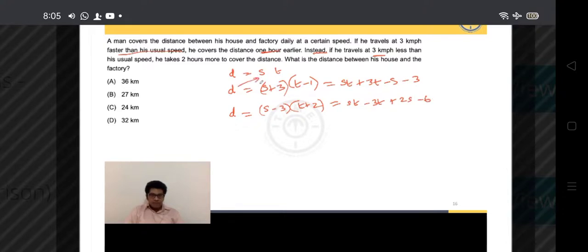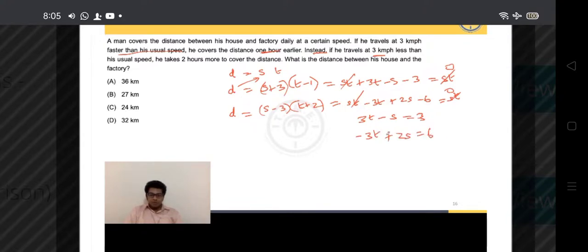What is d? st. So I can say this equation is equal to st. This equation is also equal to st. So st and st will cancel out each other. So I'll have 3t minus s minus 3 equal to 0, and minus 3t plus 2s minus 6 is also equal to 0. So I can just rewrite this as 3t minus s equals 3 and minus 3t plus 2s will be equal to 6.